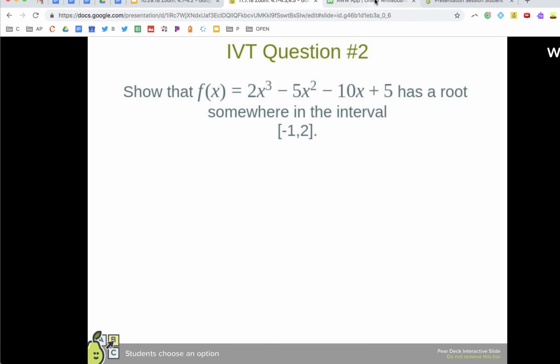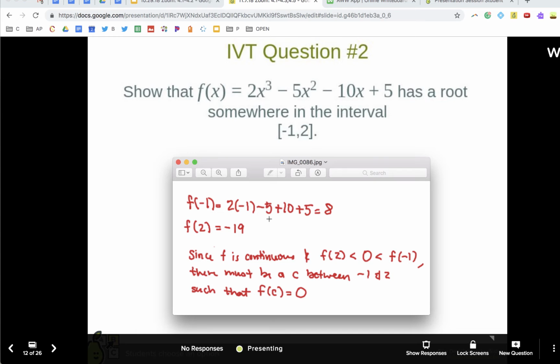So let's do an IVT problem. I made this long slide type, so I just have to show you my answer here. So basically, put in f of negative 1, find the value. That was 8. Put in a 2, the other endpoint, find that value. It's negative 19.